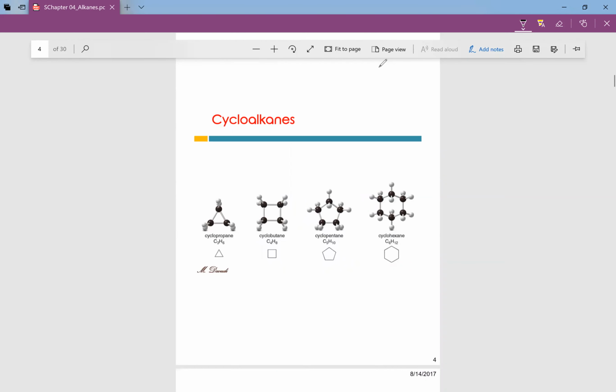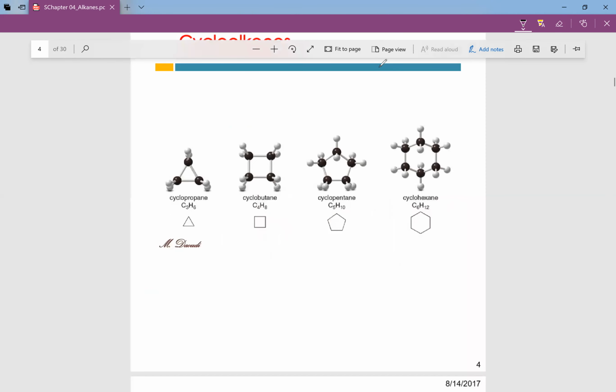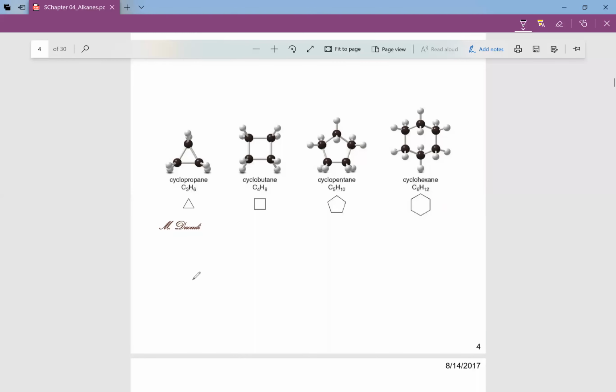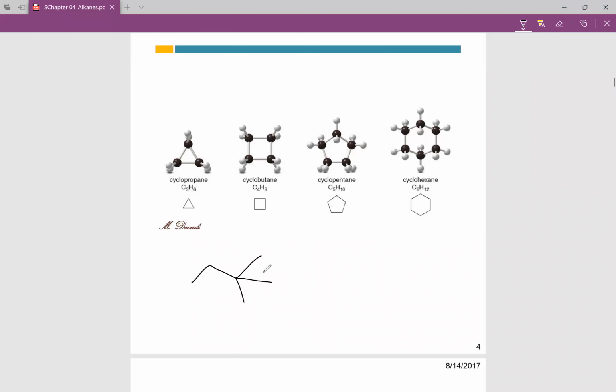So there's another type of alkane. Up until this point, we've only been talking about alkanes that are in chains. Whether or not they're in weird shapes, they're all one chain. One end is not connected to another. Cycloalkanes, on the other hand, are connected in a circle. That's why they're called cyclo. And you can see here the different shapes, if we have 3 carbons, 4 carbons, 5 carbons, and 6 carbons.